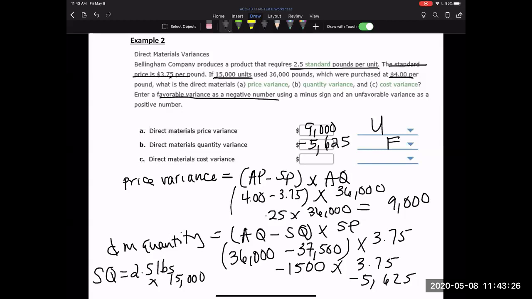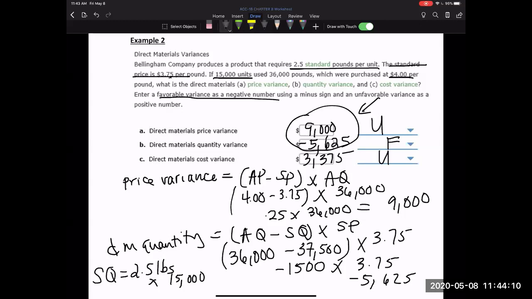Okay. All right. So then last but not least, it asks, what is the direct material cost variance? Well, you're just going to add these two numbers together, your direct material price variance and your direct material quantity variance. And so once you do that, because your unfavorable variance number is higher, you're going to have an overall unfavorable variance. So you do 9,000 less the 5,625. And so therefore your direct material cost variance overall is 3,375, and it is an unfavorable variance.